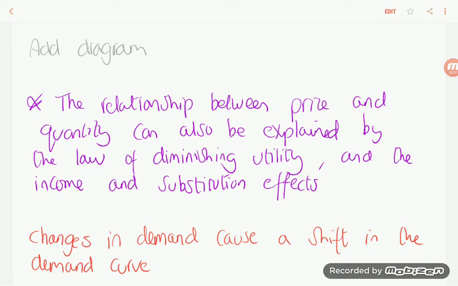The relationship between price and quantity demanded can also be explained using the law of diminishing marginal utility and the income and substitution effects. Income effect. Assuming a fixed level of income, the income effect means that as price falls, the amount that consumers can buy with their income increases, and so demand increases. Whilst the substitution effect is when there's a fall in the price of a good, that makes it relatively cheaper than other goods, so consumers will increase demand for the cheaper good and reduce demand for the more expensive good.